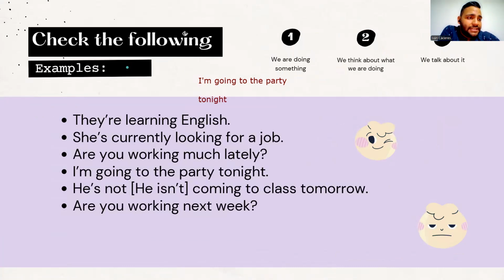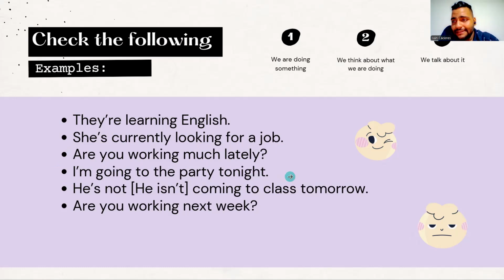So we have some examples here. It says, check the following examples. Okay, I'm going to read them out loud and you can read them with me. It says, for example, the first one, they are learning English. Or they are learning English. Number two says, she's currently looking for a job. She's currently looking for a job. Are you working much lately? I'm going to the party tonight.